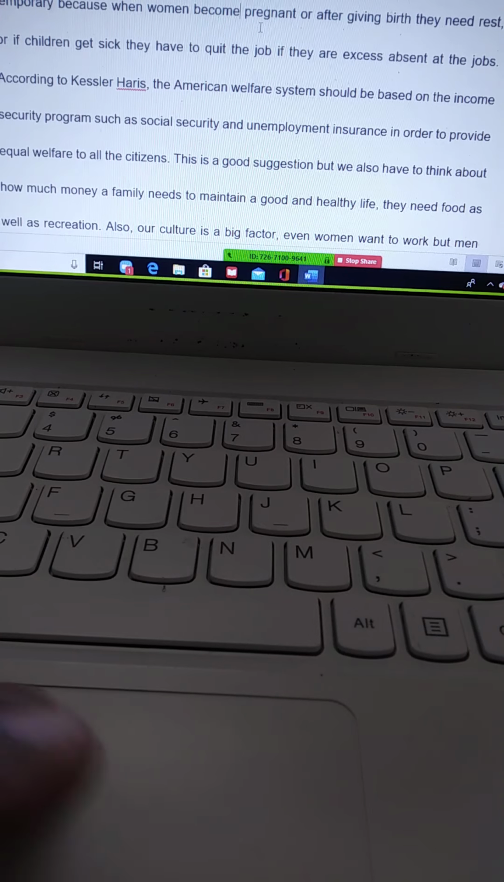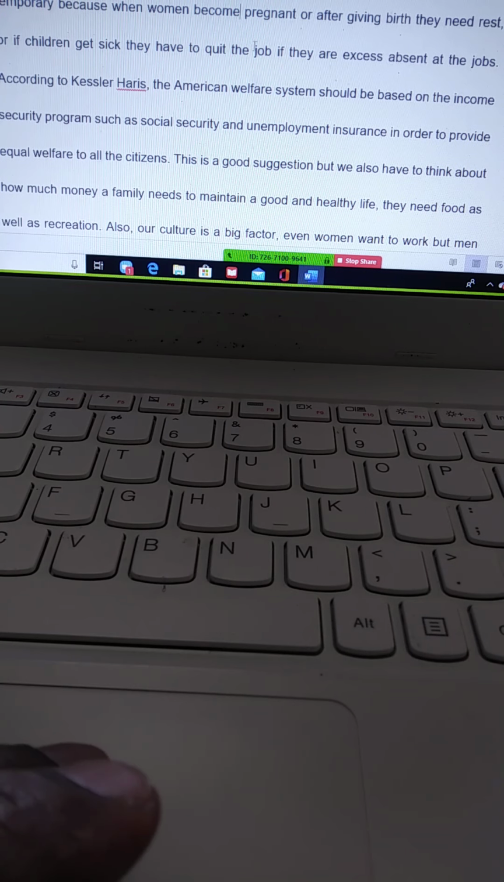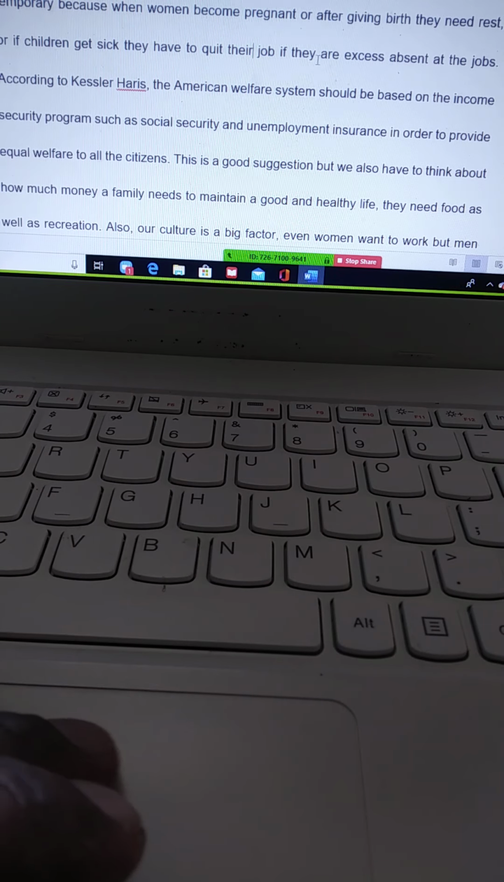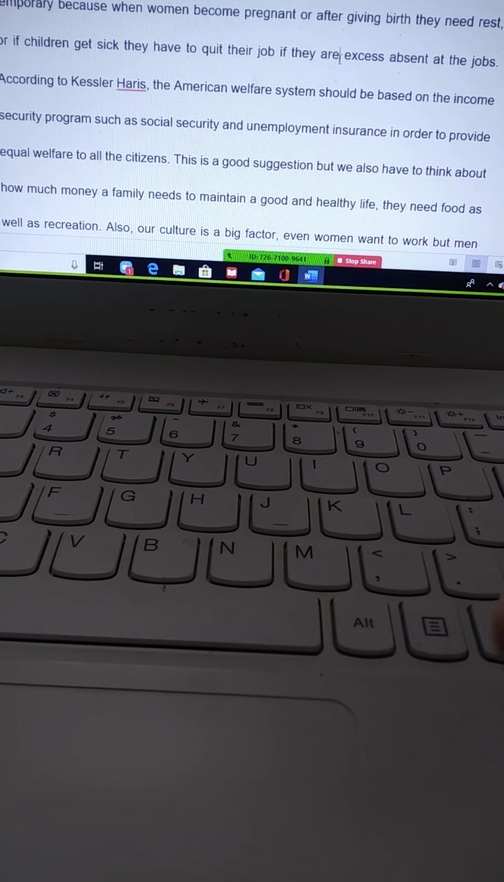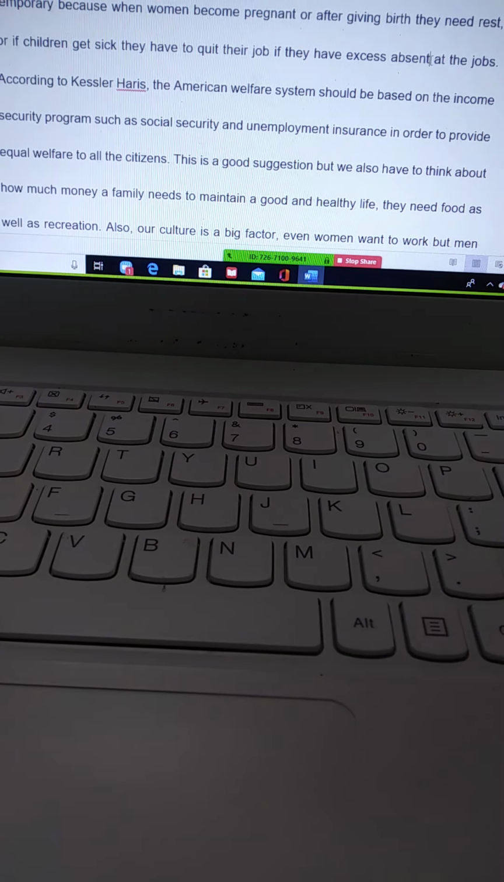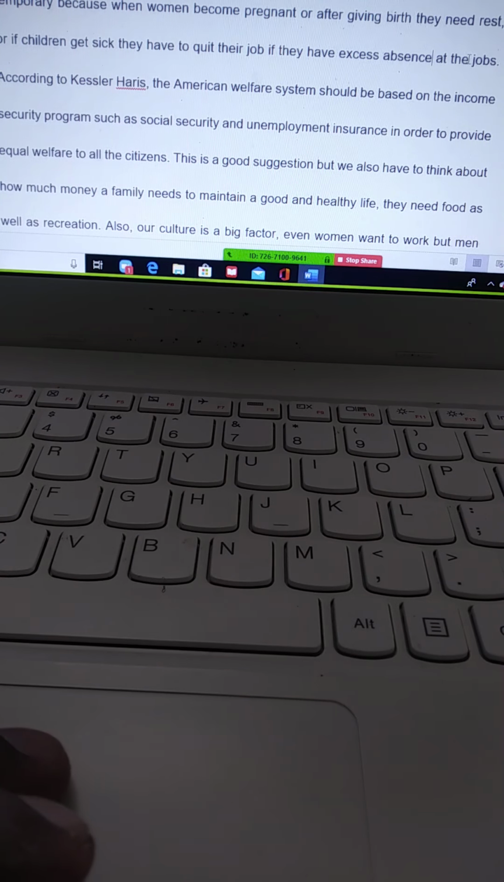So they have to quit their job because of excess absence, they lose jobs, or they have to quit the job. Right. Yeah, that's exactly what it says. That's good. Absence at their jobs.